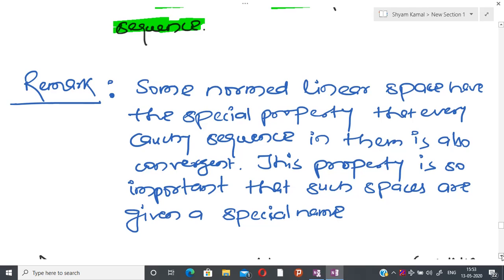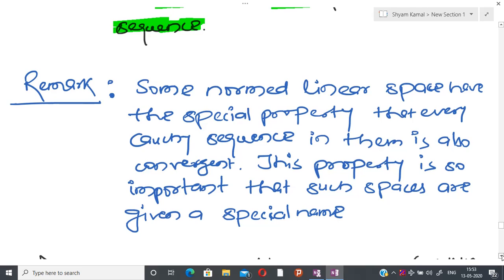But some normed linear spaces have this special property that every Cauchy sequence in them is also convergent. So without knowing the limit, I can proceed, because somehow the terms are going closer and closer, and we know that in such a space a Cauchy sequence is also convergent. So finally we are able to approach that limit.